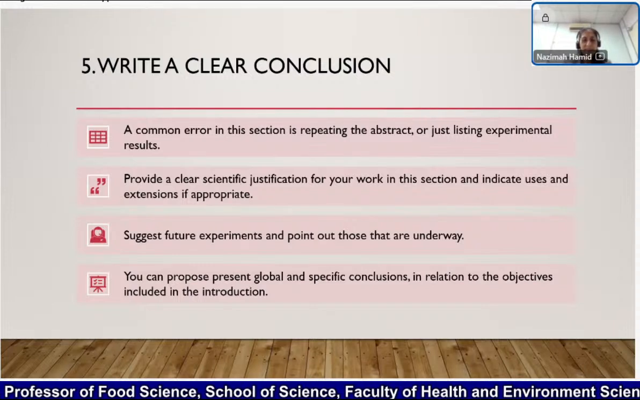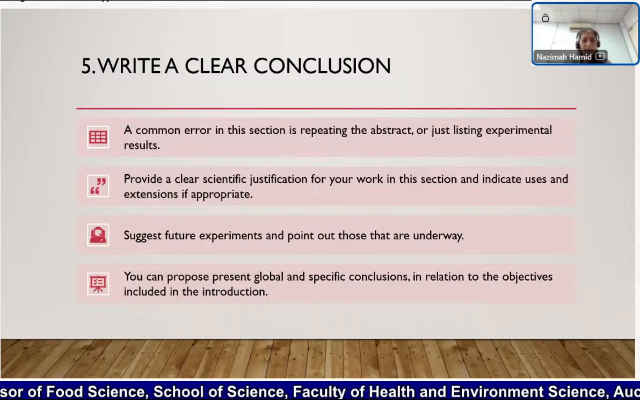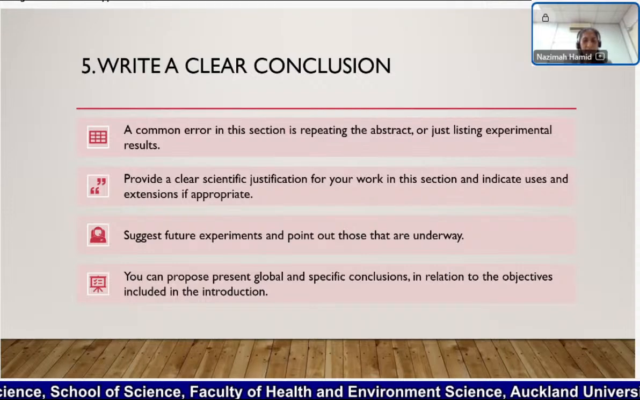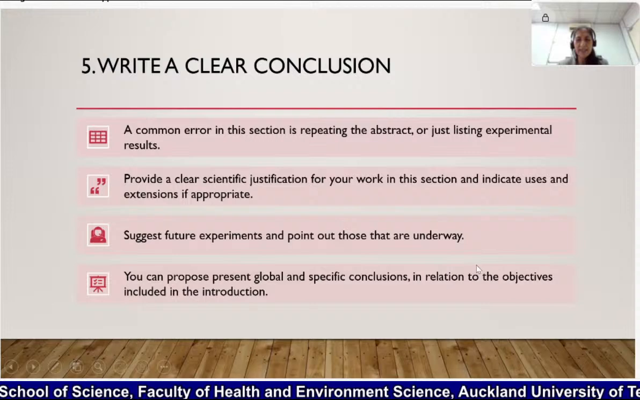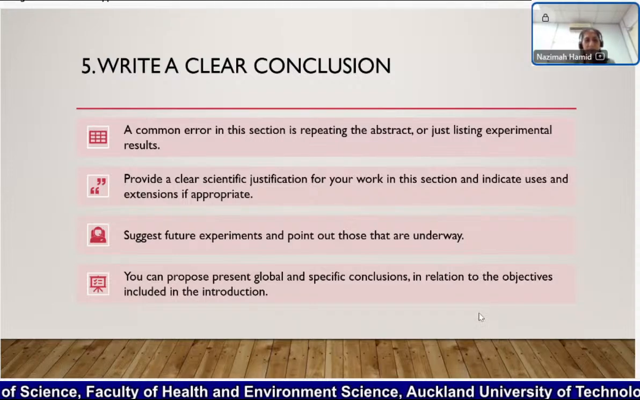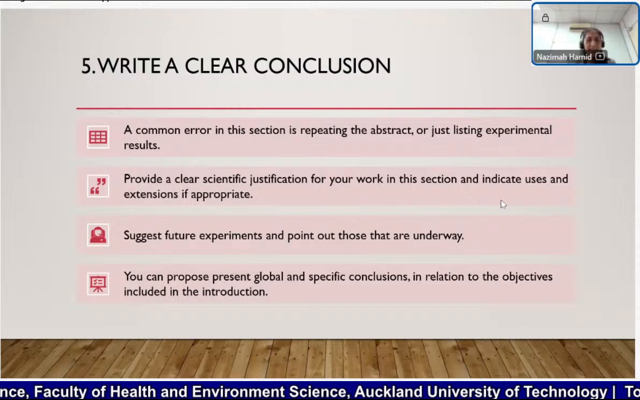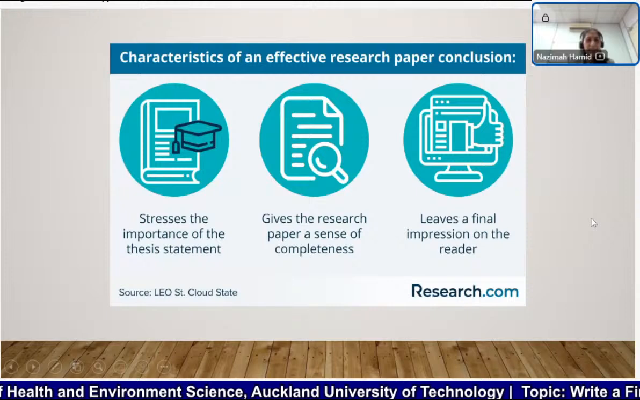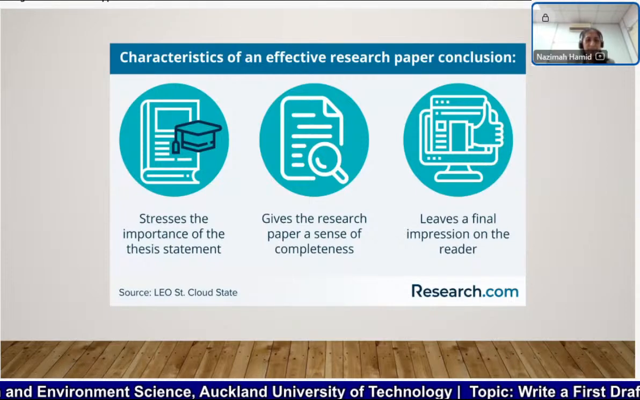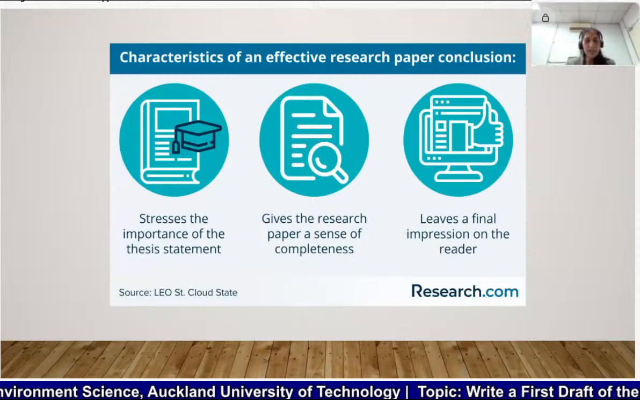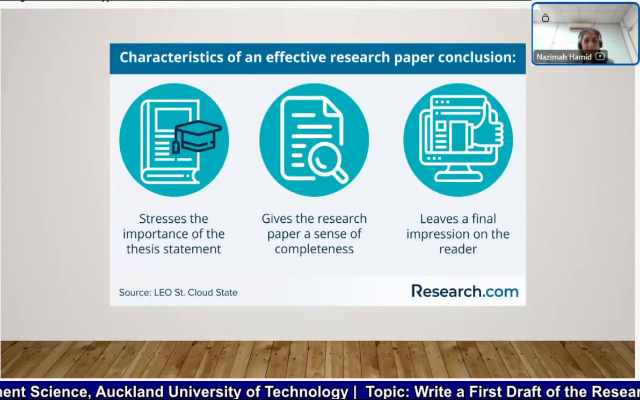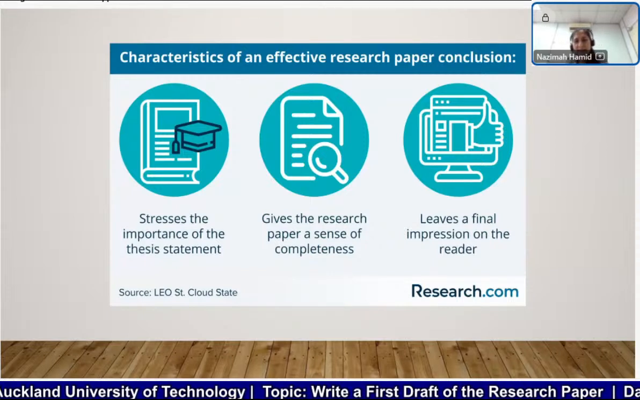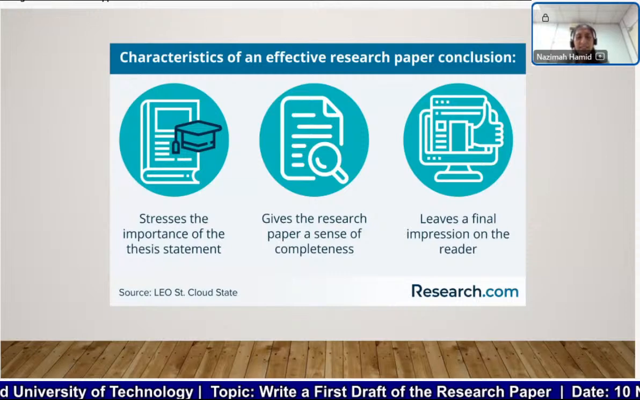You can also suggest future experiments and point out those that are underway. You can propose a global and specific conclusion in relation to the objectives that you've clarified in the introduction. So these are the characteristics of an effective research paper conclusion. It stresses the importance of the thesis statement, gives the research paper a sense of completeness, and leaves a good final impression on the reader. That is the last.